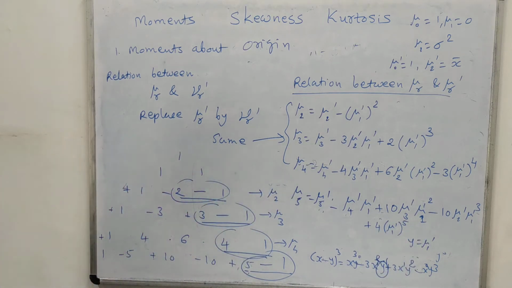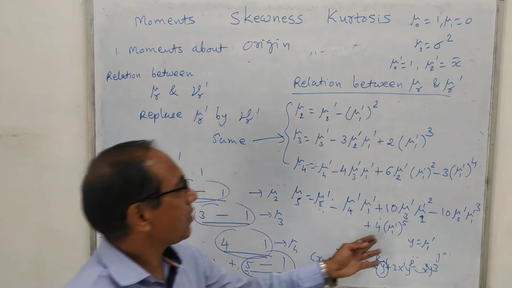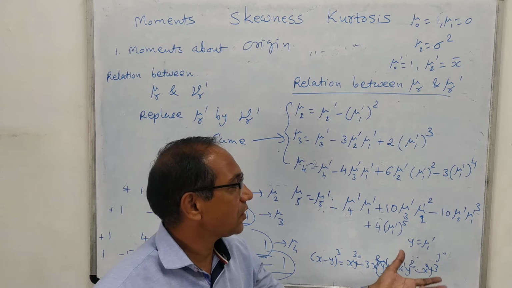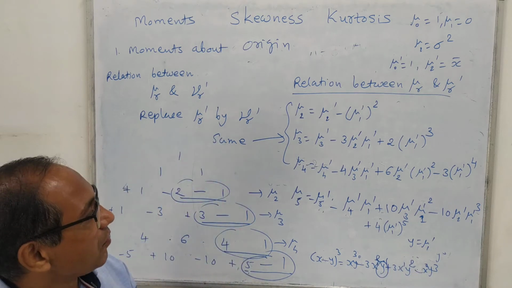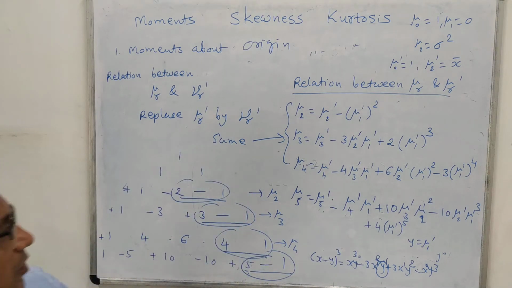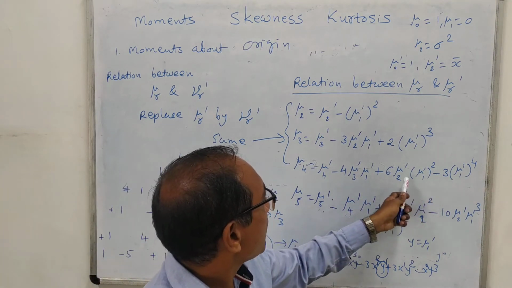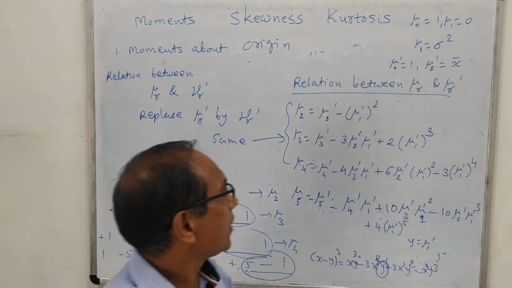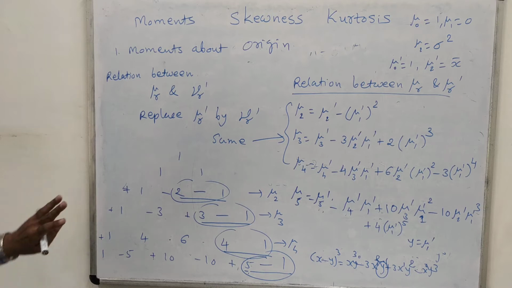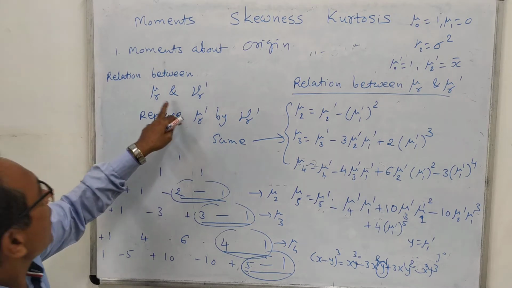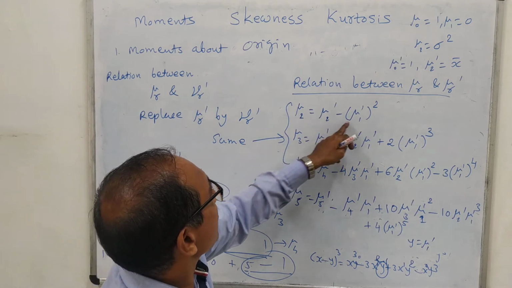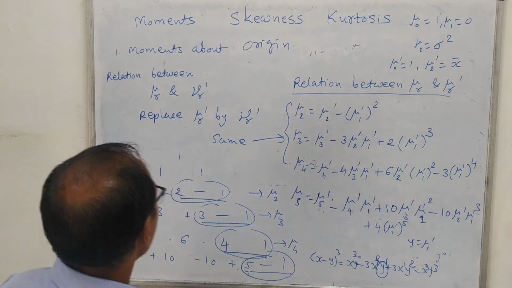Mu 1 dash whole raised to 5, because here we will have to put mu 1 dash and then it will become mu 1 dash raised to 4. So mu 1 dash into mu 1 dash raised to 4 is mu 1 dash raised to 5. Likewise here also mu 1 dash into mu 1 dash cube, because after mu 2 dash it will become mu 1 dash into mu 1 dash cube, that means mu 1 dash 4. So these formulas are very easy to remember. Okay? And the same formula we can get for mu r and mu r dash. Simply you will have to replace each and everything by mu instead of mu.